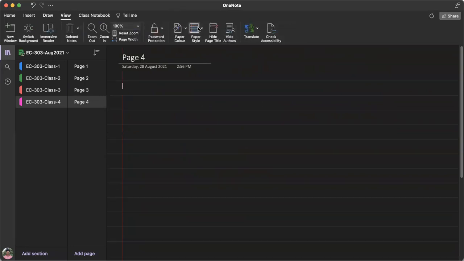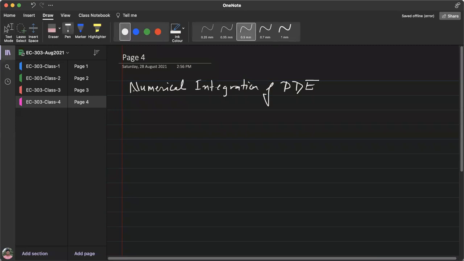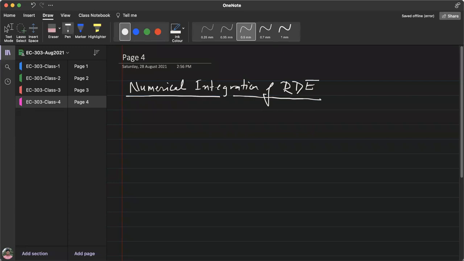And this requires us to simulate, right? So this now requires us to do numerical integration of PDEs. By the way, this kind of equations are also called partial differential equations. And in this case, of course, we're dealing with reaction diffusion equations. Okay. So now how do we do this?